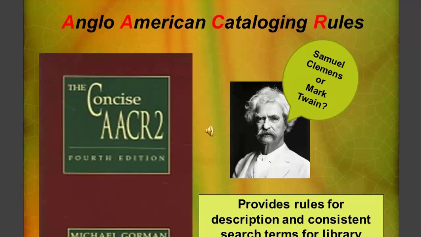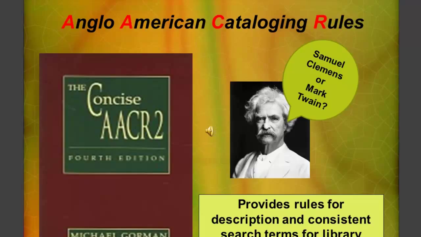Here we see the concise AACR2, which might tell us how to catalog an example of a book by Mark Twain. Let's say you have an item that has an author with a pen name or pseudonym. Do we use Samuel Clemens or do we use Mark Twain? We look to the AACR2 to provide answers for us in these types of situations.